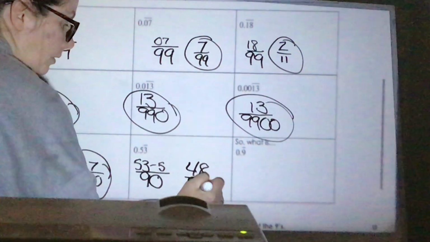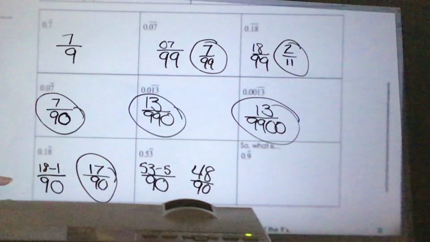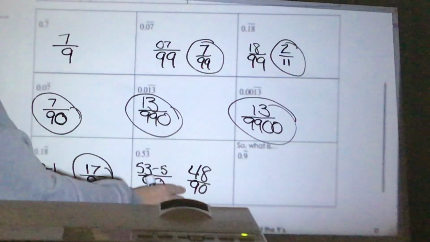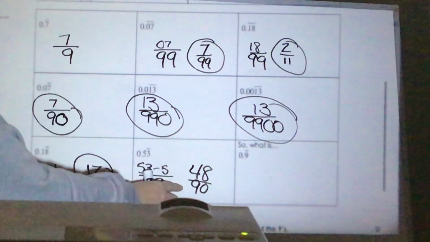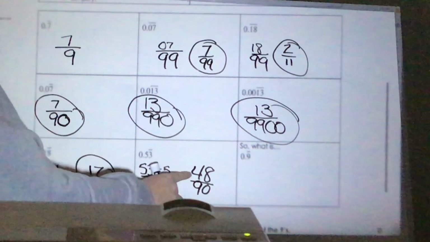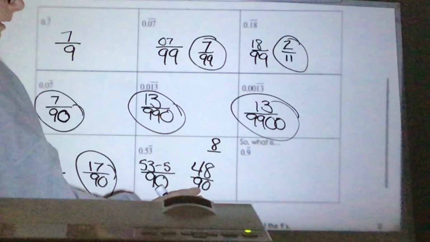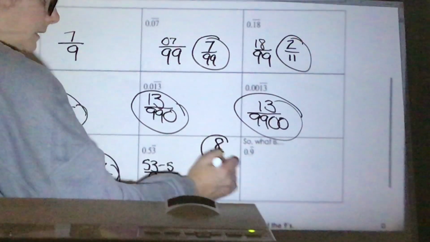48 over 90. Now we want to look to see if we can reduce that, and we definitely can because both numbers are even, so we can start by dividing both numbers by 4, or if you know your multiplication facts, you'll know that 6 definitely goes into both numbers. 48 divided by 6 gives me 8. 90 divided by 6 gives me 15.